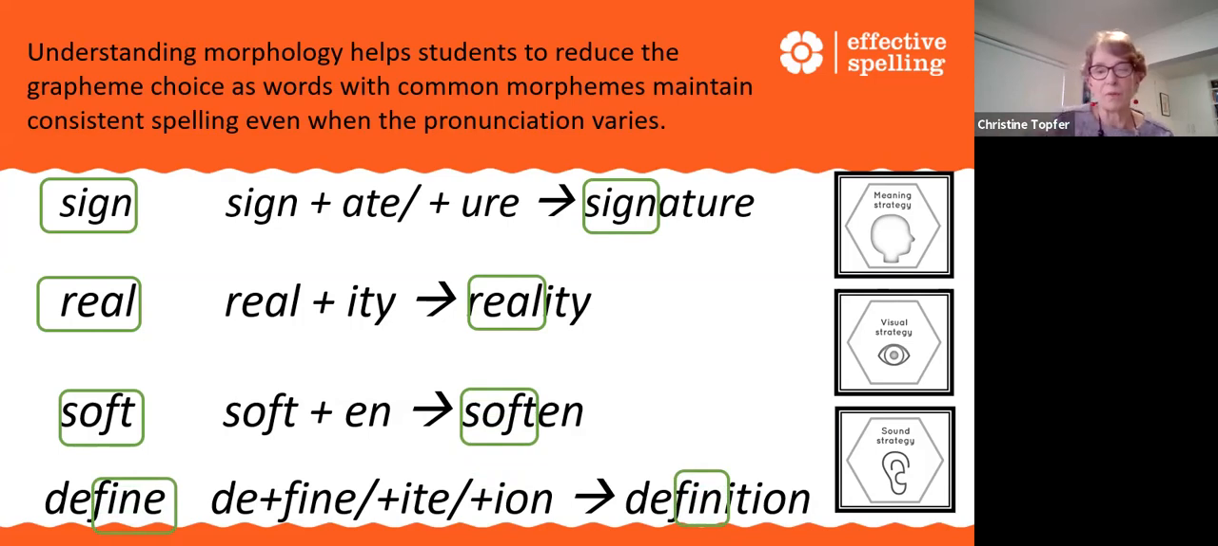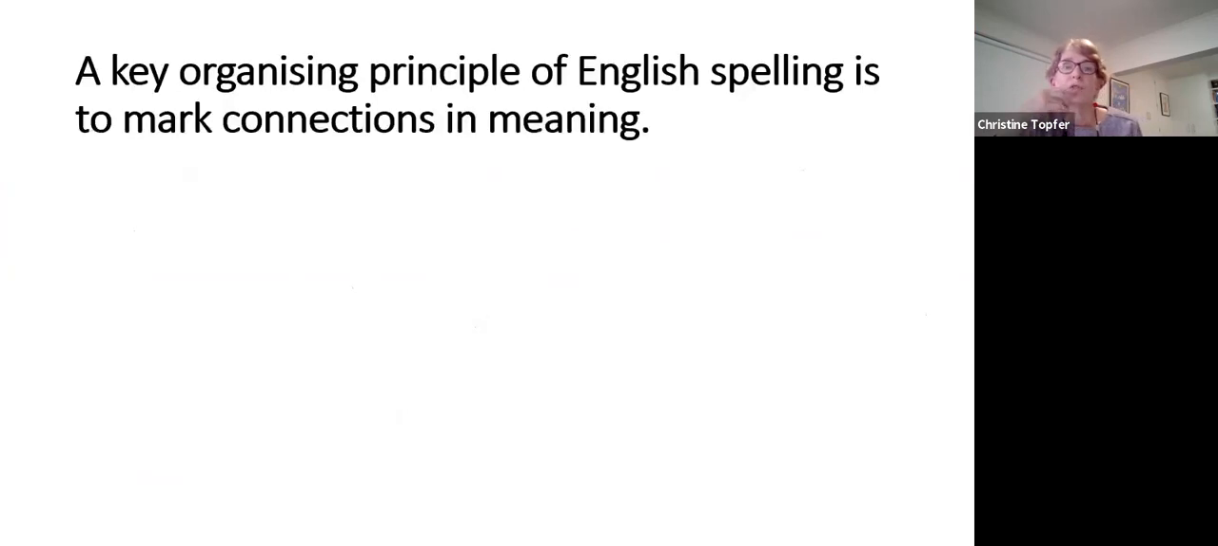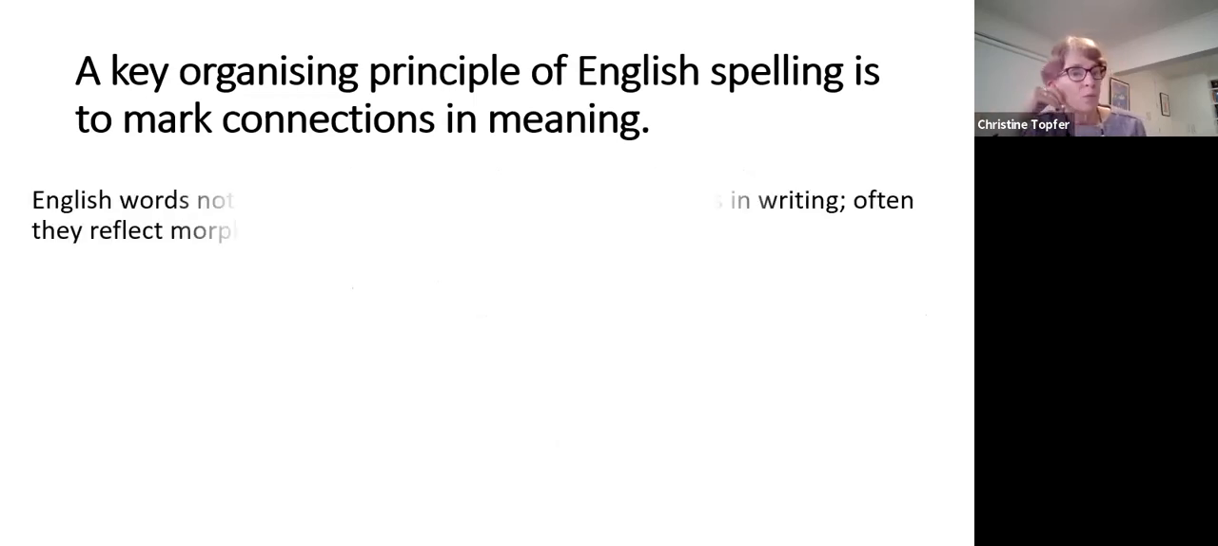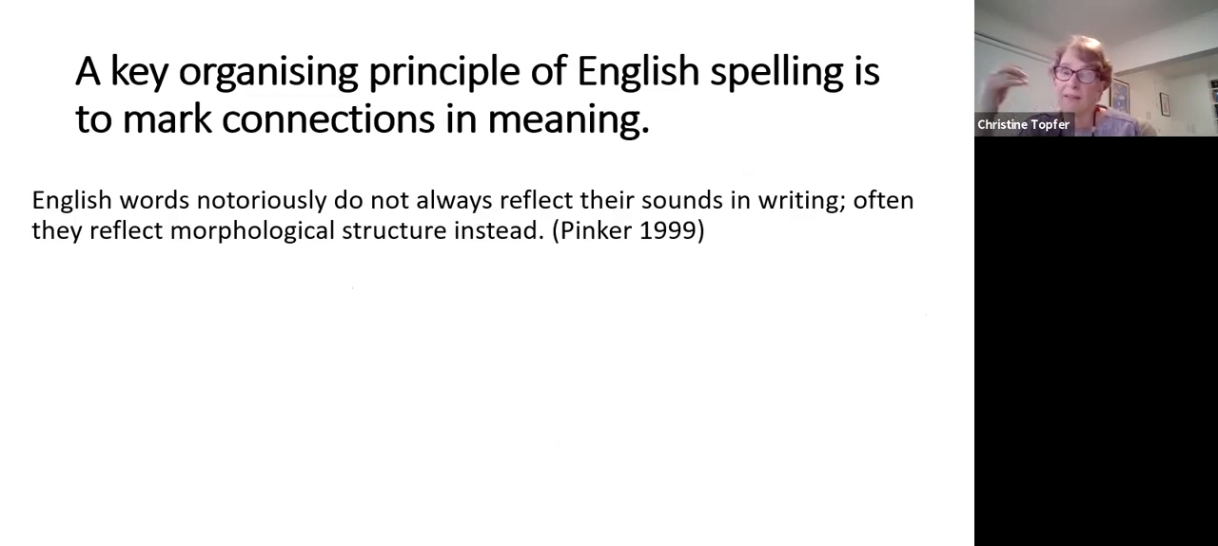And this is a very important idea and very helpful for spelling. Another idea around morphology that's very helpful, and it's an organising principle, is that spelling marks connections in meaning. So in English, words notoriously do not always reflect their sounds, as you've just seen in the previous slide. They often reflect their morphological structure instead. And so this whole idea that words and spelling is connected to meaning is a crucial part of spelling, and quite often a missing link in many classrooms.